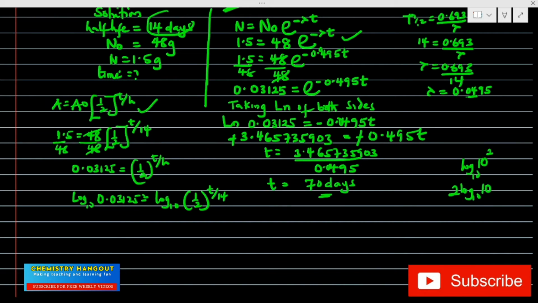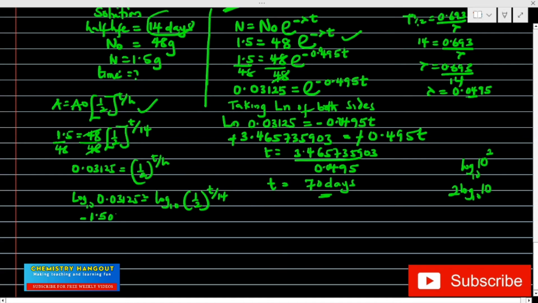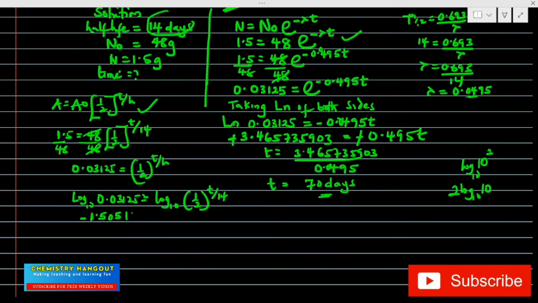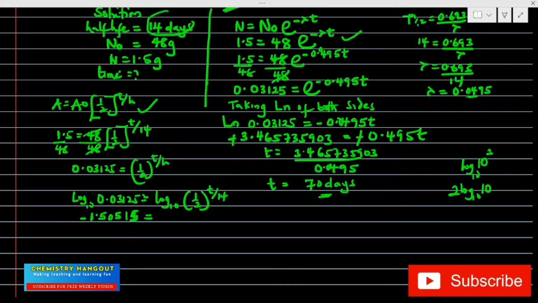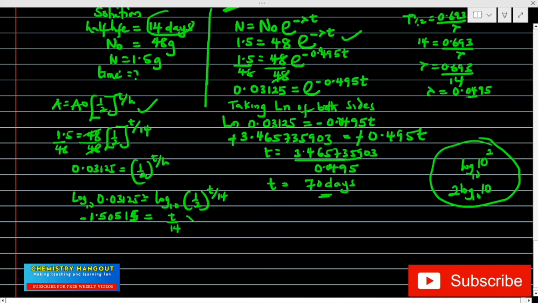So let me look for log of 0.031. That's giving me minus 1.50514. Let me say 1.50515 because it's 149. So let me say minus 1.50515 is equal to, I'll bring this power to the front of log using this very particular law of logarithm. So we have T over 14 times log of 1 over 2.